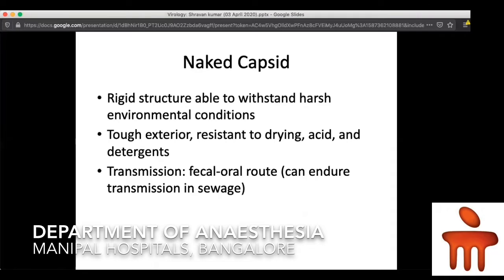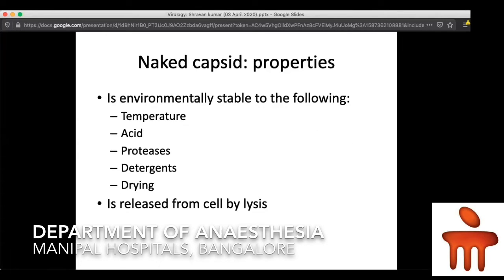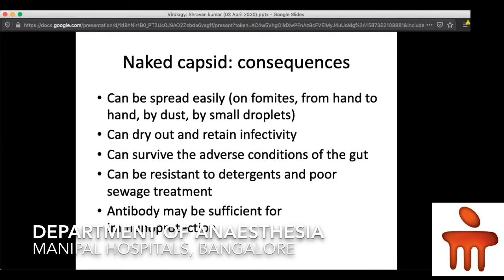They are transmitted by the fecal-oral route and hence they can endure transmission in sewage. They can withstand high temperatures, acids, proteases, detergents, and drying. They are generally released from the cells by lysis. They can spread easily by fomites and small droplets. They can survive dry surfaces and they can also survive the adverse conditions of the gut. If the body is able to produce antibodies, that would be enough to contribute to immunoprotection. If the sewage is improperly treated, then the source of infection can be the tap water as well, or any contact with the sewage.